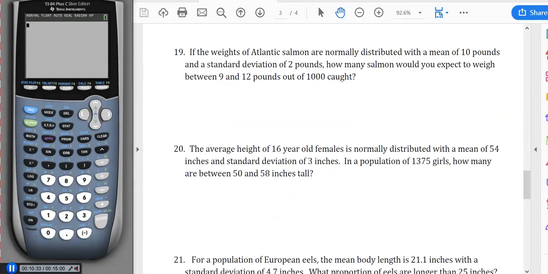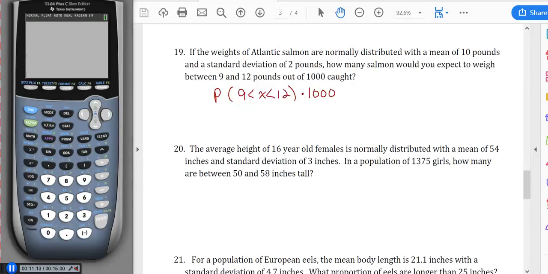Okay, so this will be the last question that I'm going to go over with you. Number 19. If the weights of Atlantic salmon are normally distributed with a mean of 10 pounds and a standard deviation of 2 pounds, how many salmon would you expect to weigh between 9 and 12 pounds out of 1,000 caught? So giving us a lot of information in just one sentence. I want to know how many are going to be between 9 and 12 pounds. So if I can find the probability of that, or the proportion, and multiply by 1,000, I'll be able to tell you how many of those salmon that were caught were between 9 and 12 pounds.